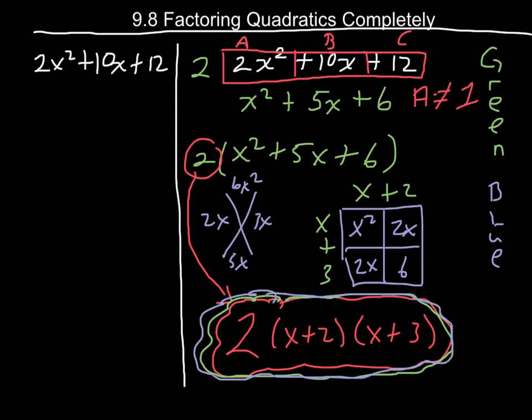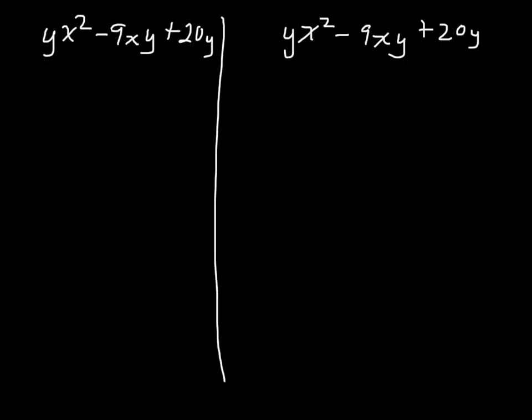Okay, let's take a look at the next example. Should go quicker. Alright, so we got the same thing here. We see we have a quadratic. This time I got all these y's in there and I don't like it. I'd rather have x squared and nothing else, or x's and nothing else.